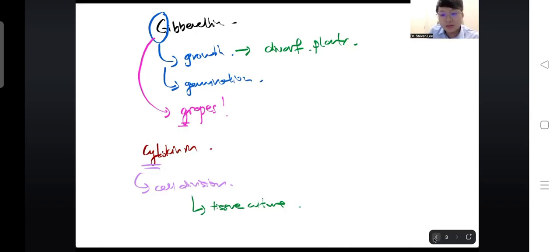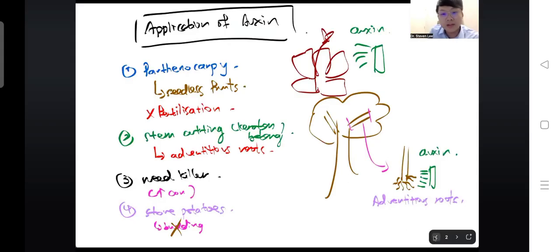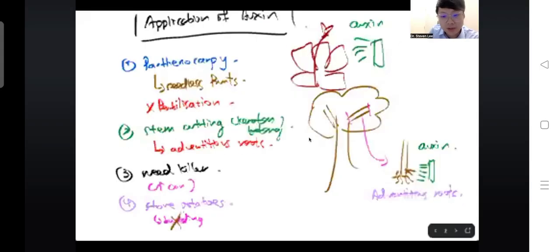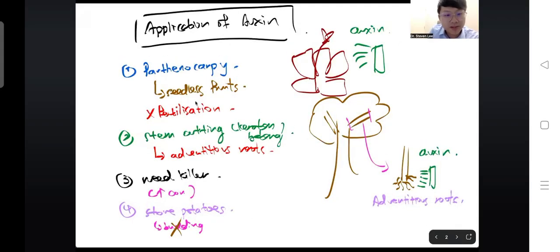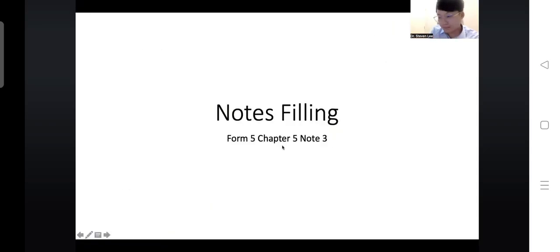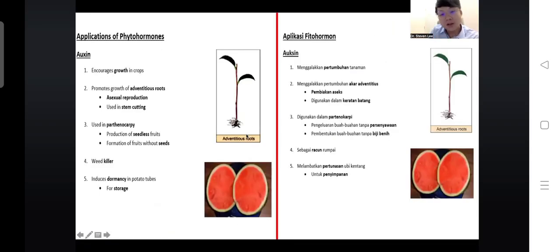So this is the stuff, the 4 things. Let us just move back to the notes. Let's see if I've opened the notes. Fill in the blanks. So aplikasi phytohormone. We talk about the first one, auxin.